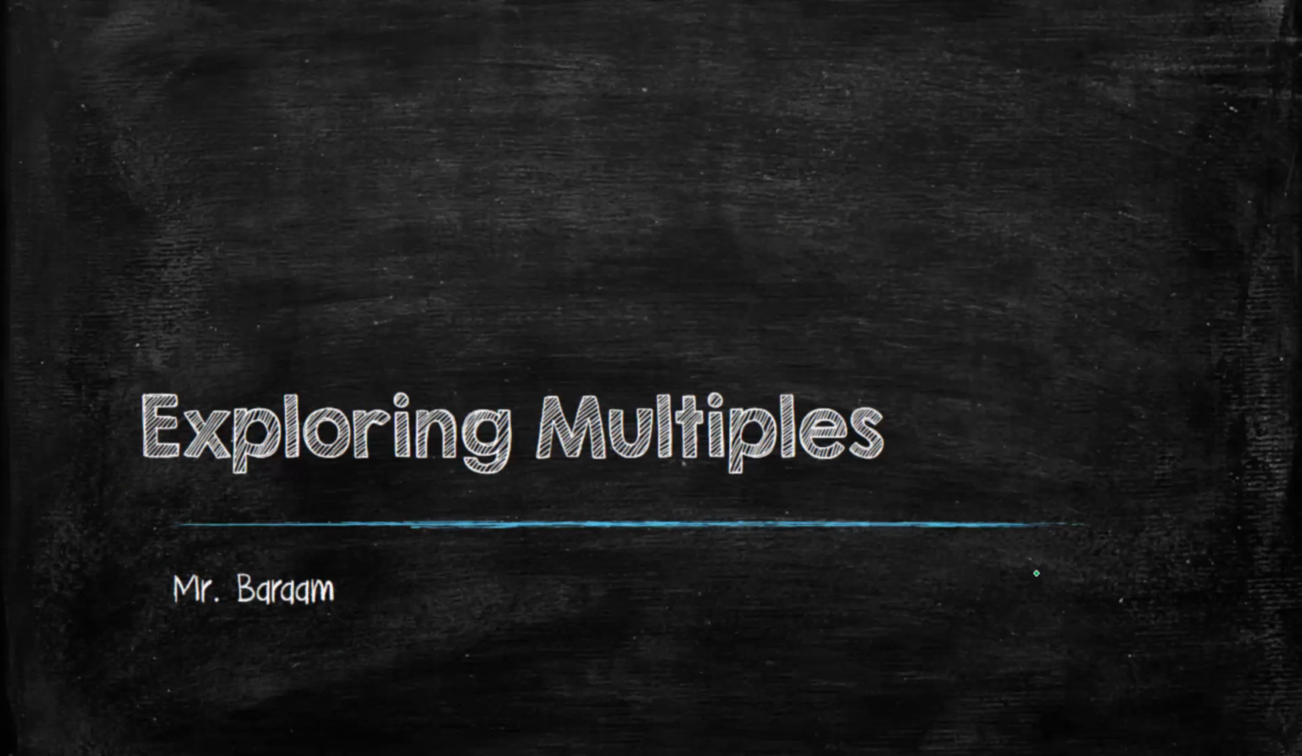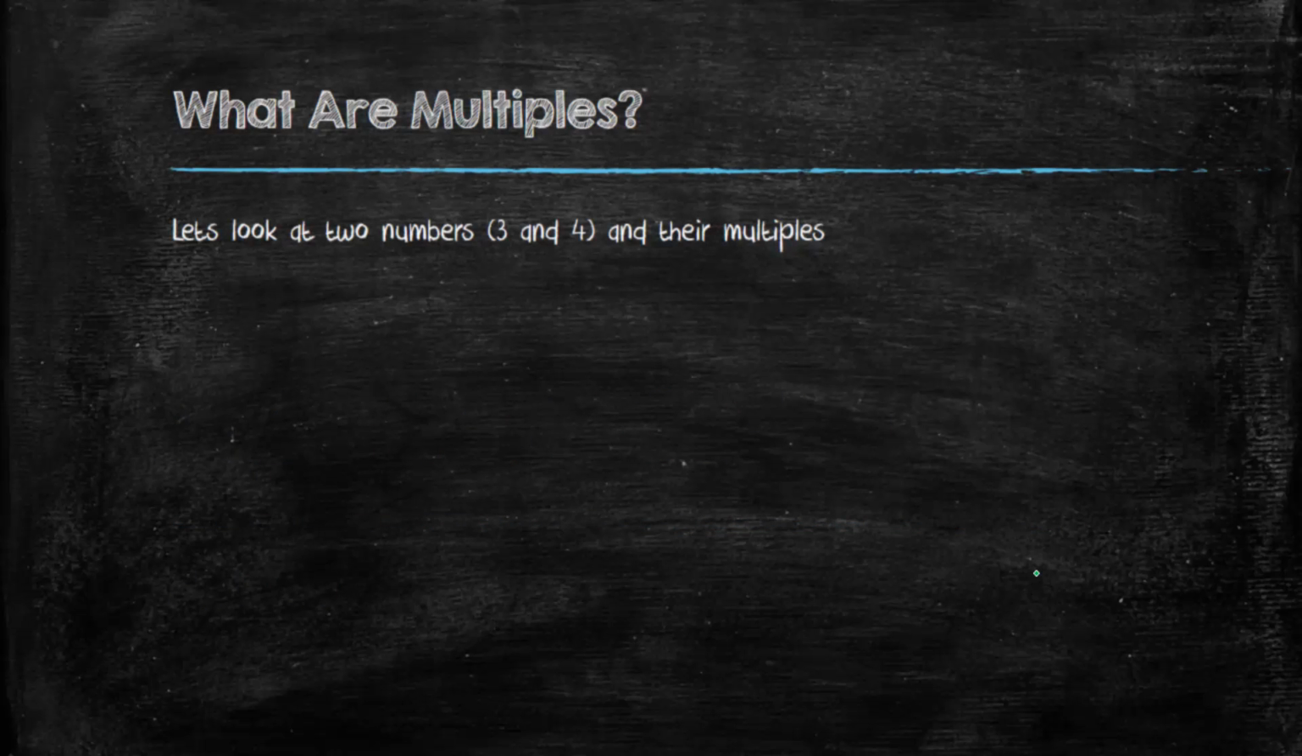Hi, today we're going to be exploring multiples. So let's get started. The first thing we want to know is what are multiples, okay? So to do that, let's look at two numbers, okay? 3 and 4. Now, real simple, multiples are numbers that are divisible by the number that we're looking for. So in the case of 3, the multiples of 3 are any numbers that are divisible by 3.